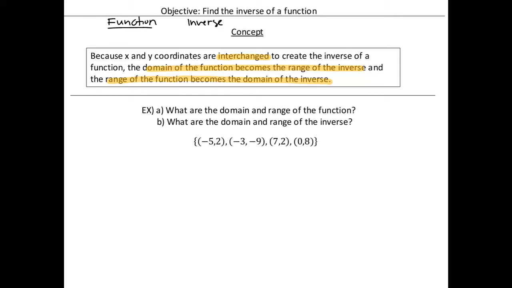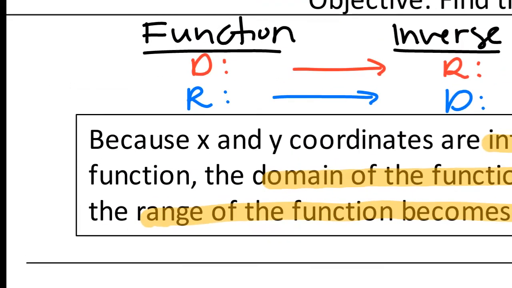What this is saying is because the x's and the y's are switched, x is the domain of the function. It's going to become the range of the inverse, okay? And then the range of the function becomes the domain of the inverse. That's basically what that's saying. Because the x and the y switch, let me zoom in.